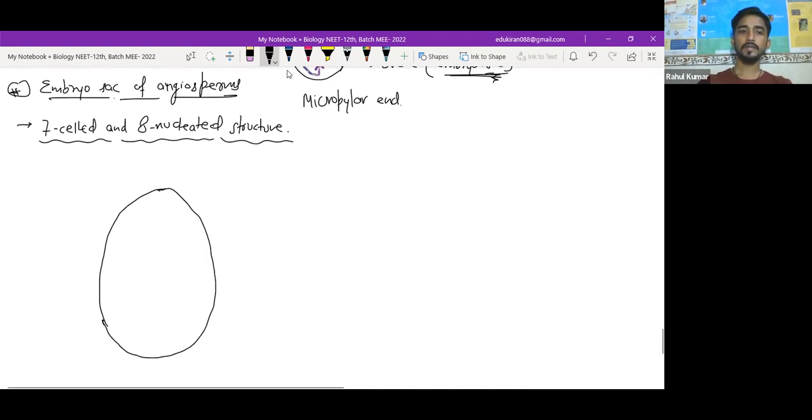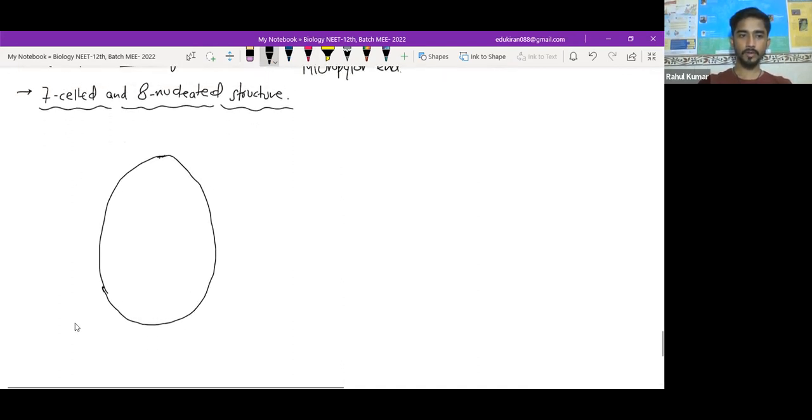Let's draw this. Now the embryo sac is an oval structure, and this is the end from where the pollen tube enters. Remember, the pollen tube comes and enters from this region. This is the developing pollen tube and it enters from here. Pollen tube entry. So what is this side called? The micropylar end. Clear?